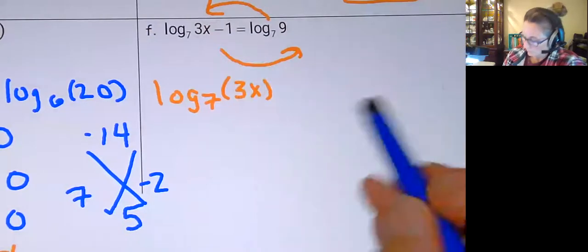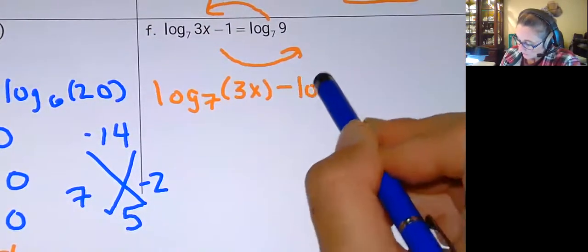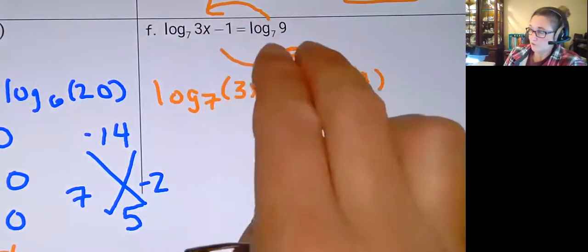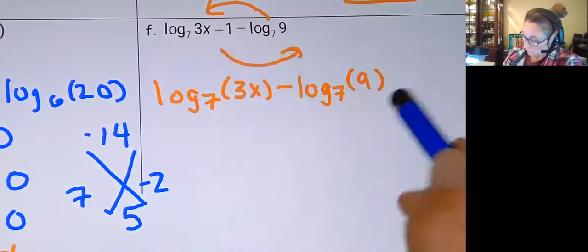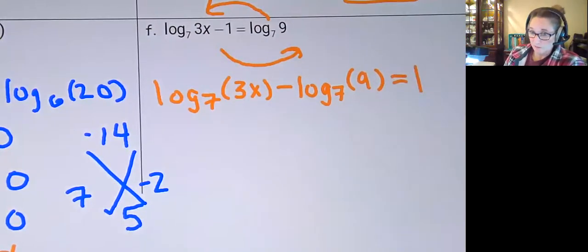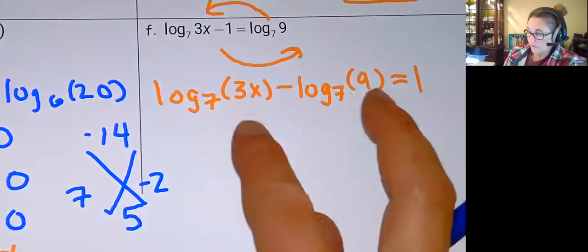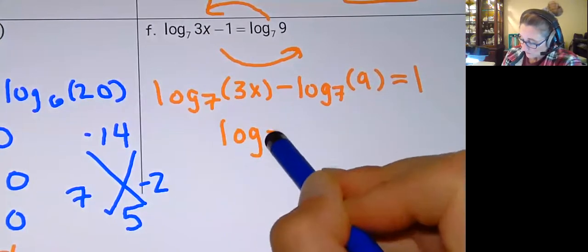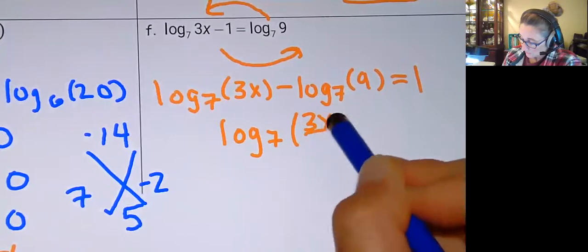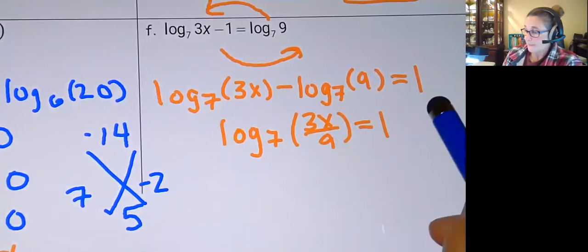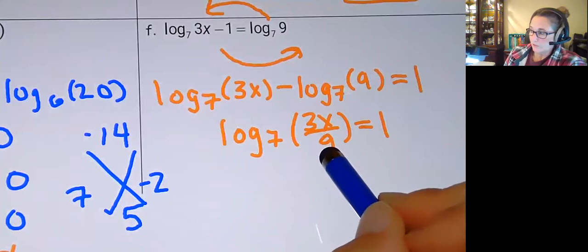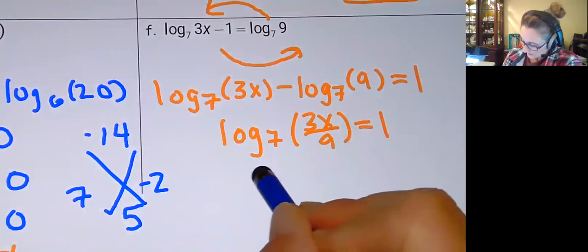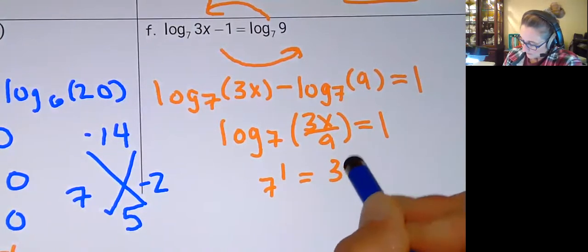So again, I'm going to bring that 1 over. I'm going to minus log base 7 of 9. So I'm moving this over here, subtracting it, and then I'm going to add the 1. And so now I have this problem. When we're doing a problem like this, there's a minus. That means these are going to be dividing when I write it as a single logarithm. So log base 7 of 3x over 9 is equal to 1. Now I can simplify this 3 over 9 if I want, but let's just rewrite this. So it's going to be 7 to the first is equal to 3x over 9.